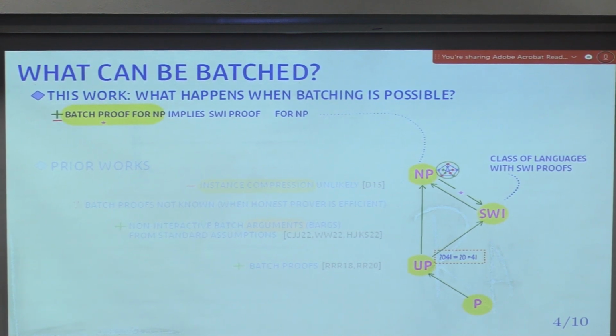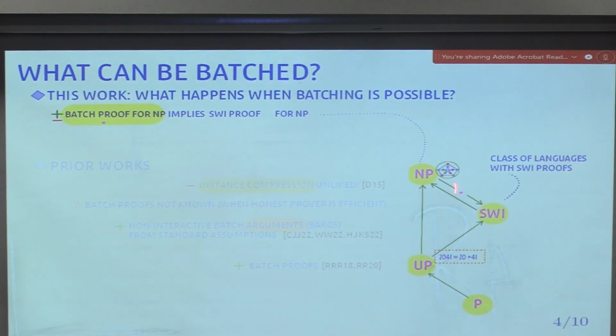Suppose some NP language which is not NP complete has a batch proof. Can you say it will be SWI? I think you can, but I'll have to check. I think it's possible. But you will be working with an NP complete language. Yeah, right. I think that holds, but I'll need to double check.